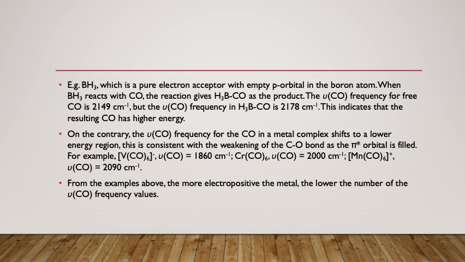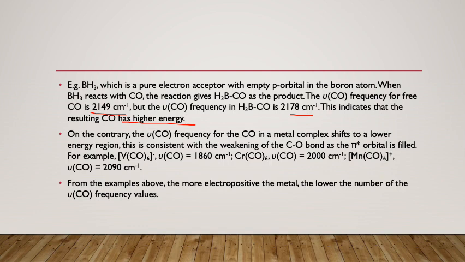The frequency of the free CO is 2149, but the CO frequency in the product is 2178. Therefore, it indicates the resulting CO has higher energy compared to the free CO. Contrarily, the frequencies of CO in a metal complex shift to a lower energy region.